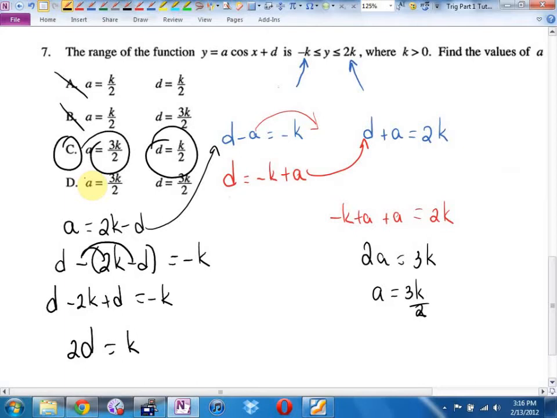I found if I get my brain working on something like this and then I move on, what happens subconsciously? Your brains keep working on it. You've all had the experience of suddenly 10 minutes later, an answer pops into your head.